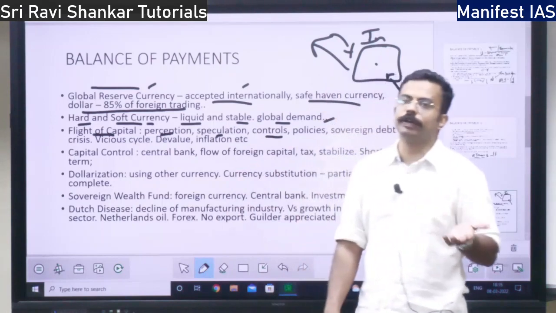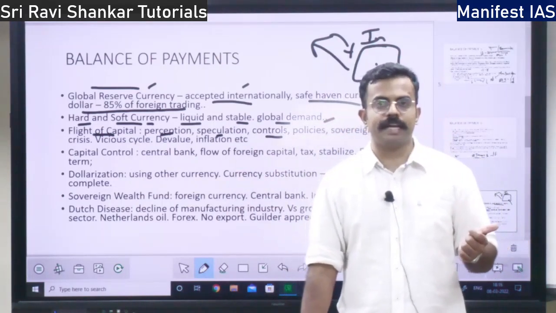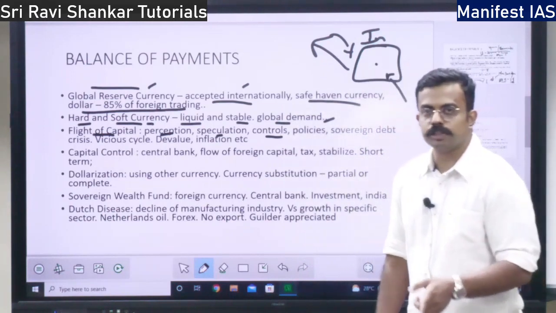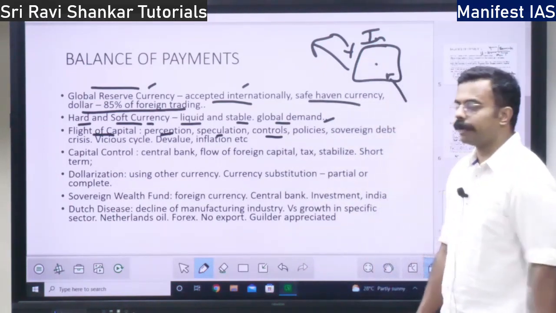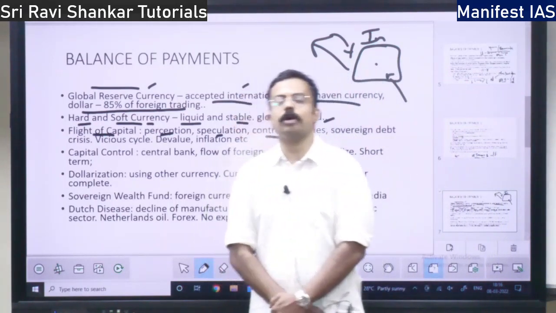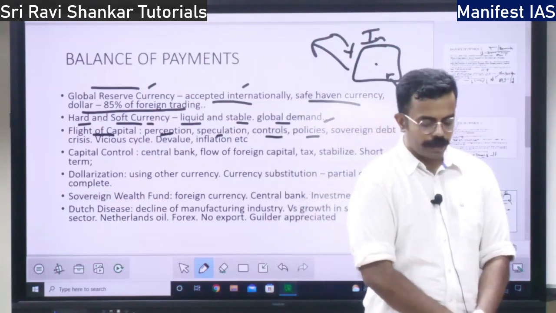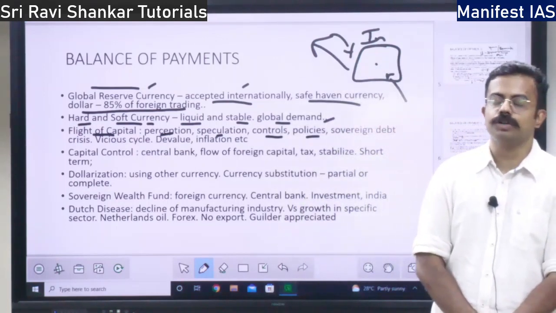Next, controls. If the government increases control in various sectors of the economy, then also capital is going to fly out of the country. Then policies. If the government policy is not favorable, then also capital is going to fly out.